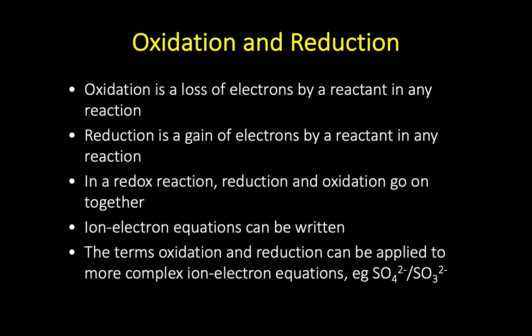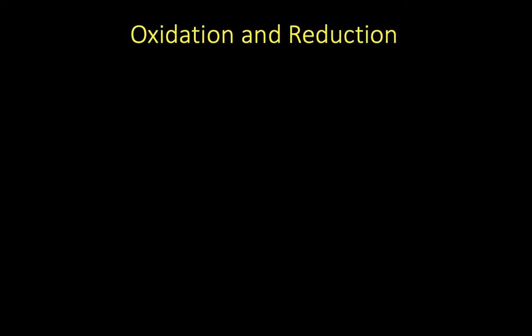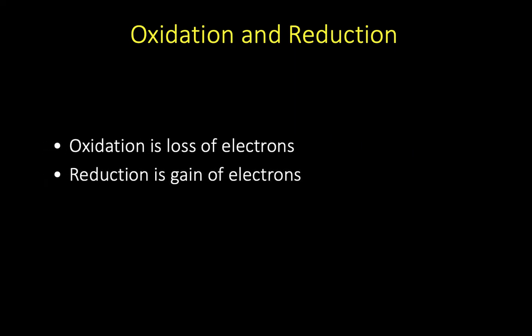In order to represent reduction and oxidation, we write ion-electron equations. Now the terms oxidation and reduction can be applied to more complex ion-electron equations, such as the sulfate ion and the sulfite ion, but we won't worry about that just now. Let's dial it right back. Oxidation is the loss of electrons, and reduction is the gain of electrons.